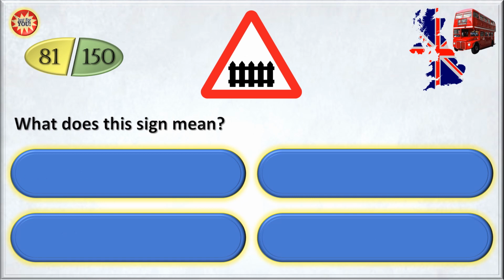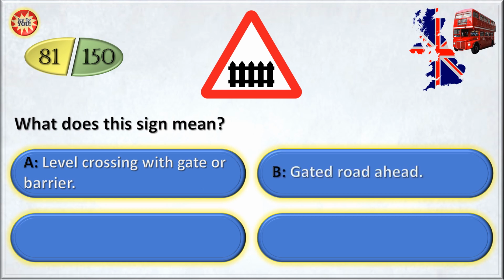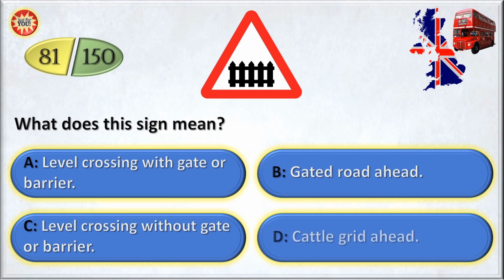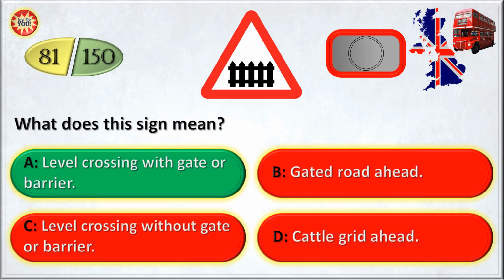What does this sign mean? Level crossing with gate or barrier. Gated road ahead. Level crossing without gate or barrier. Cattle grid ahead. Level crossing with gate or barrier.